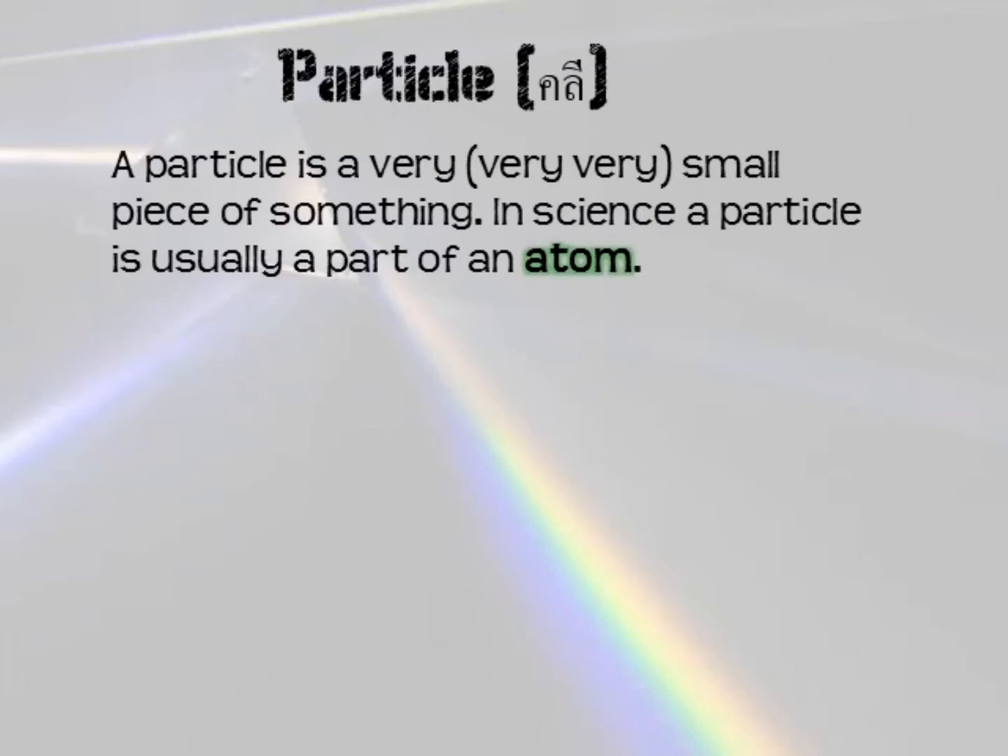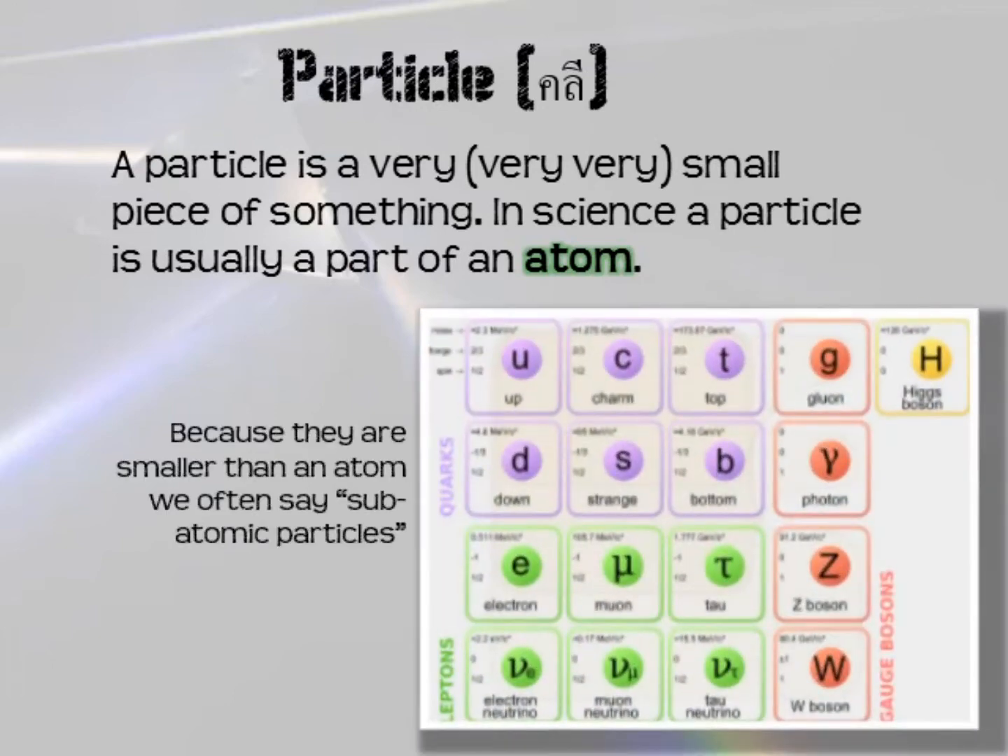Particle. So a particle is a very, very small piece of something. So you could have a particle of dust, a particle of sand in the real world, but in science, which is also the real world, in science a particle is usually part of an atom, and it can be electrons or neutrons or protons, or even smaller than that, things that make up neutrons and protons, like quarks or bosons or neutrinos. And all of these are particles which science has discovered really very recently.